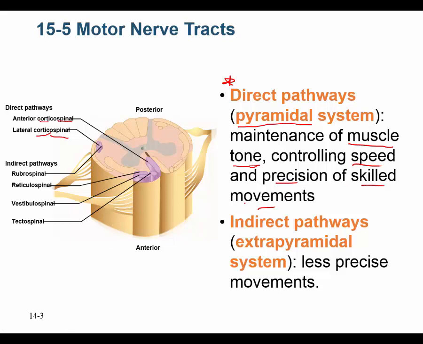Now we have these indirect pathways. This is called the extrapyramidal system, the indirect pathways. This is an older pathway. It's a lot of reflexes in this pathway. When I say older, I mean evolutionarily older. The indirect pathway is evolutionarily older. And you can see that these indirect pathways are broken up into the rubrospinal, the reticulospinal, the vestibulospinal, the tectospinal.